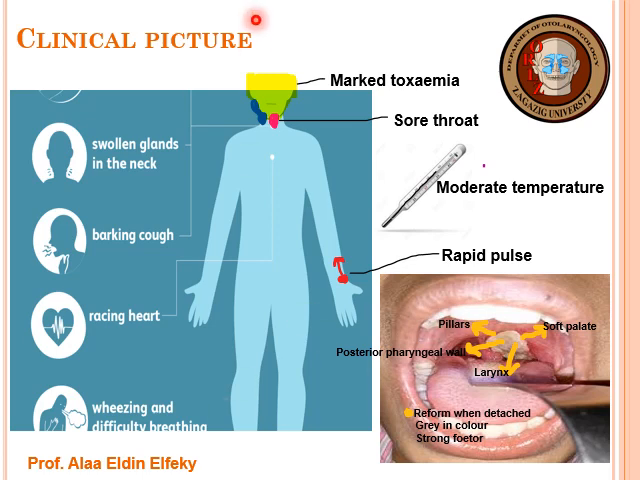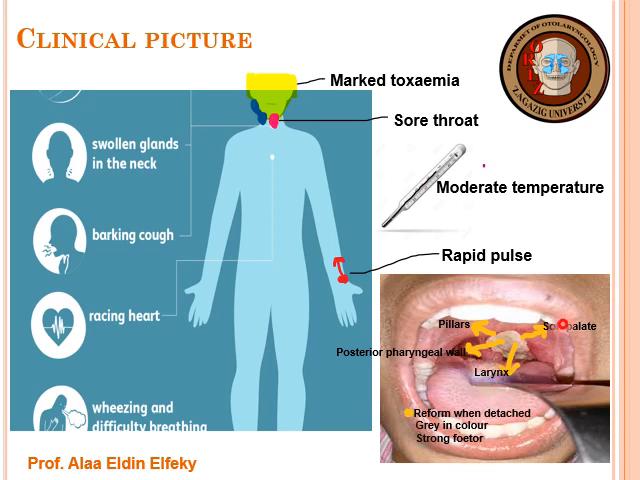The clinical picture is marked toxemia, pale face, enlarged tender cervical lymph nodes, sore throat, moderate temperature not more than 38.3 degrees centigrade, and a rapid pulse out of proportion to the temperature, a very rapid pulse. We can see the membrane on the tonsil. It may extend to the soft palate, pillars, posterior pharyngeal wall, and the larynx.